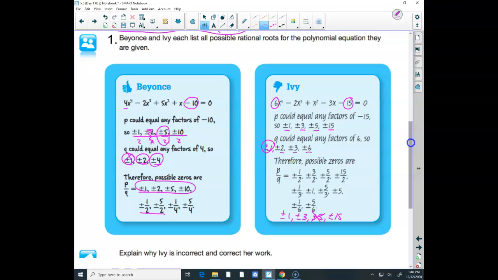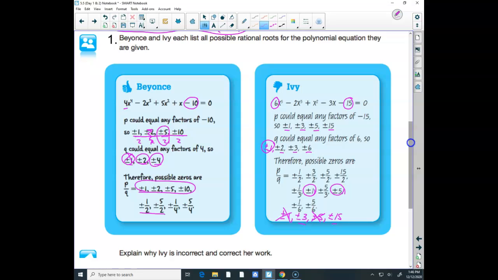Actually, she had that one in there and that one in there. Sorry, I missed that. There's that one. But she missed the 3 and the 15. So 2, 4, 6, 8, 10, 12, 14, 16, 18, 20, 22, 24. She could guess and check 24 times.